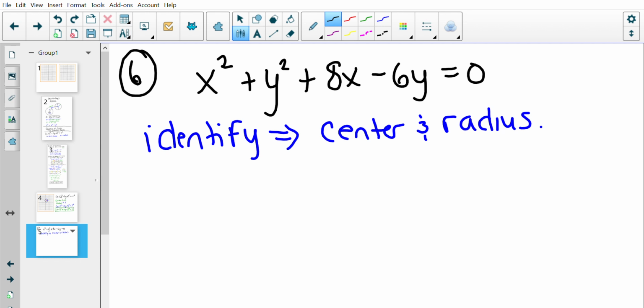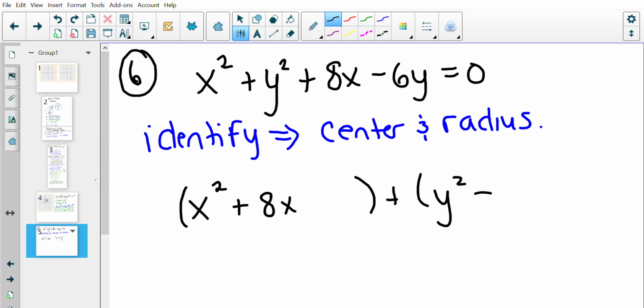So I'm going to group my x's together. So we're going to have x squared plus 8x. And then I'm going to group my y's together, y squared minus 6y. That's going to equal 0. And guess what we're going to have to do? We are going to have to complete the square. We're going to complete the square for the x's. We're going to complete the square for the y's. So let's go through that pretty quickly.